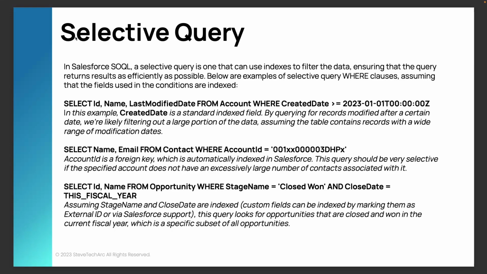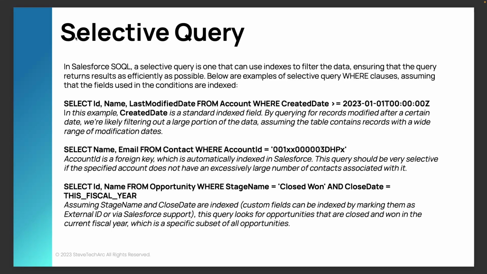So a selective query is one that utilizes the index. For certain data types, you need to use them properly. Now, in this first example, created date is a standard indexed field. And if you give it a specific date and do a greater than, less than, or equals to, it will be selective. Now, the second one is account ID, which is a foreign key. And if you were to grab a number of child contacts based on a parent account ID, this is selective. So that'll be very fast.